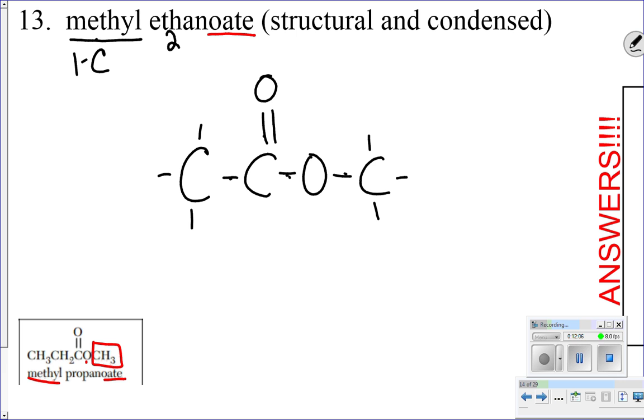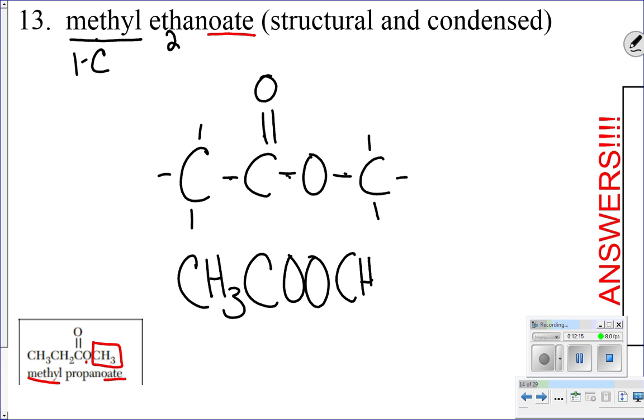If I want to condense this down, my first carbon on the left will become CH3. My functional group carbon I now write as COO, and then my end carbon is CH3.